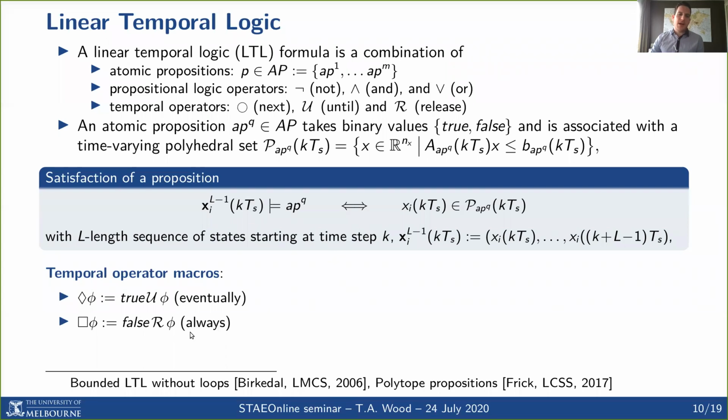But then there's macro operators that combine these. It simplifies things. So and in fact we will use them. So typical operators that are used are eventually, which is true until something happens, and always. Always is intuitive, that you always want something to be satisfied. That can be written as a combination of false and a release.